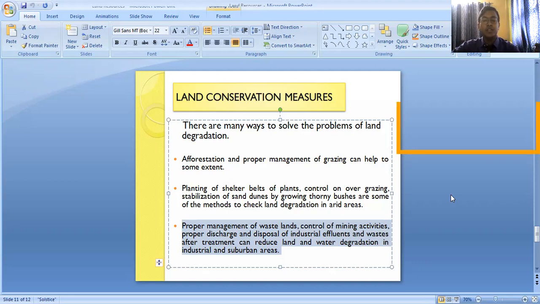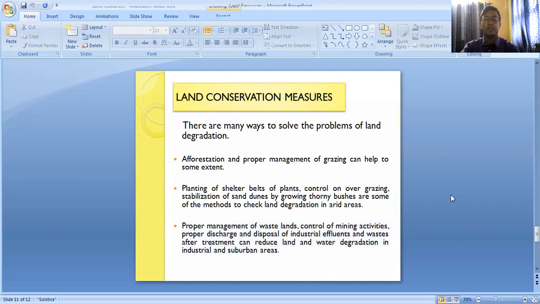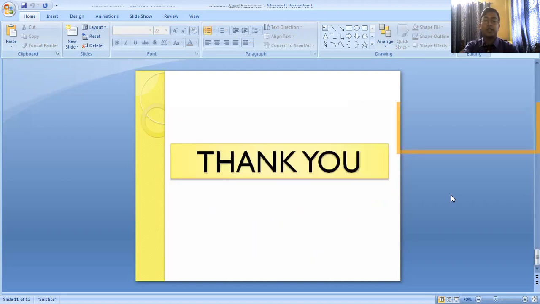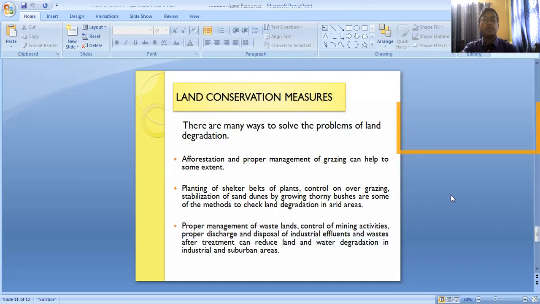If you visit any industrial area, you will find that the quality of the land and the quality of the water is very poor. It's not so good. Why? Because of this industrial waste only. So it has to be regulated and treated before it is discharged into water bodies or onto the soil. So this is about the different land conservation techniques.